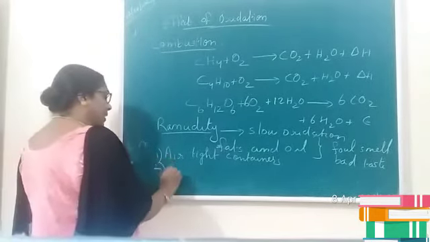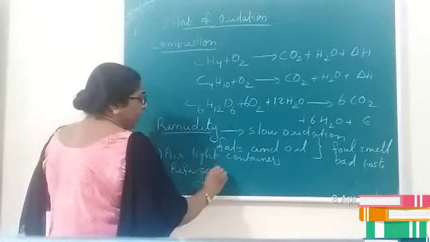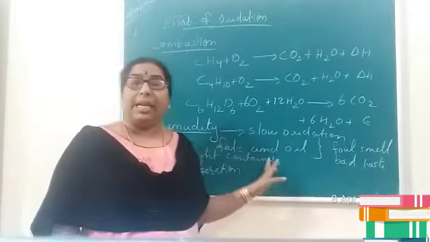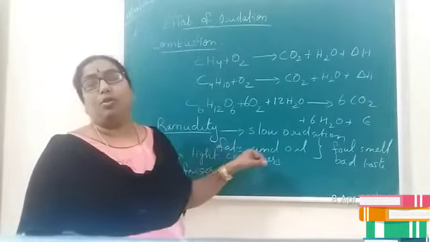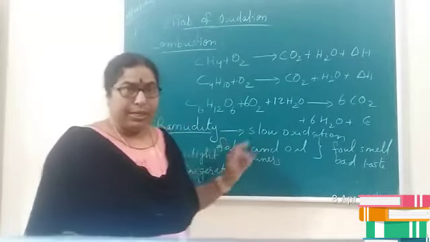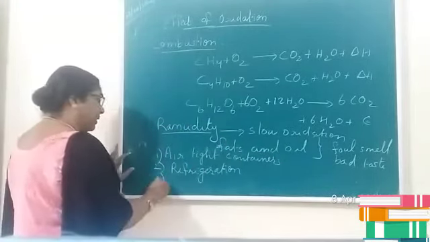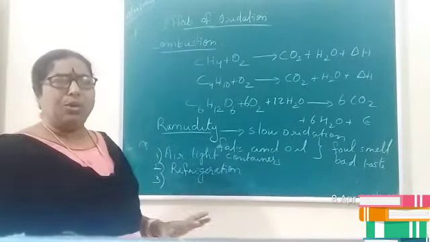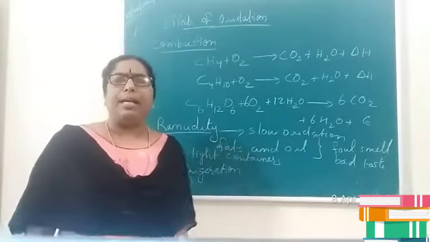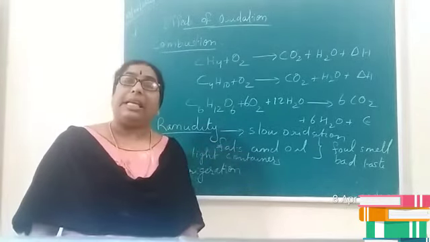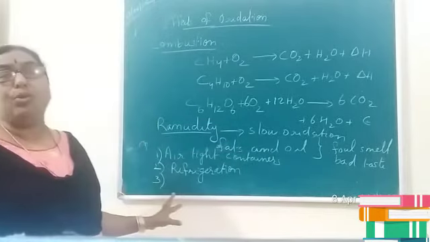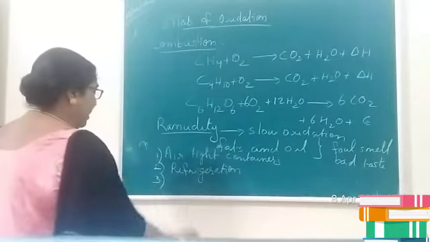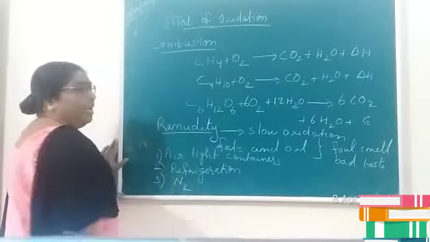Second, we can do refrigeration. That means you can keep the food item in a refrigerator where the temperature is low and it is not in contact with air, so the process of oxidation will again be slowed down. Is it clear? Third, for example, food items like potato chips can be stored in bags and the air in those bags can be replaced by nitrogen, which is an inert gas. Inert means it is not so reactive. So air can be replaced by nitrogen gas and this again prevents the process of rancidity.